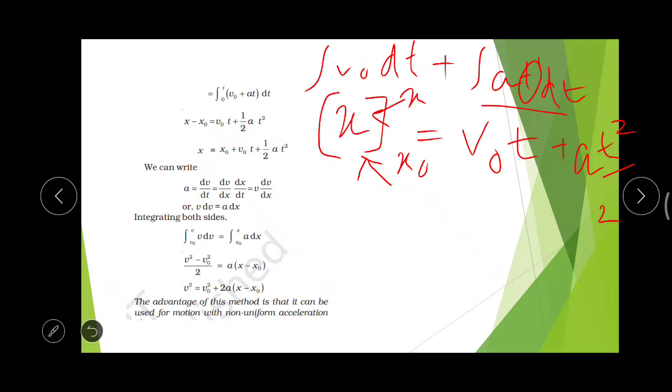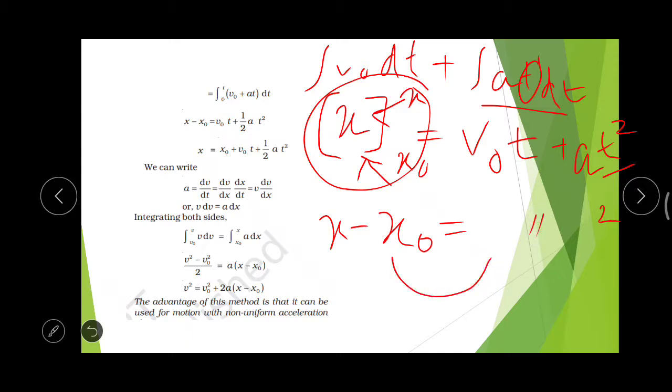Then x0 we are taking, here x minus x0 is there, isn't it? When we are applying the limit, it will become x minus x0, which is equal to v0 t plus half at square. Then x0 we are taking here, so x will be equal to x0 plus v0 t plus half at square. Here the thing that you have to remember is that the integral of t dt will become t square divided by 2. That you should remember. That's the first time you are dealing with the integration, so remember that identity.